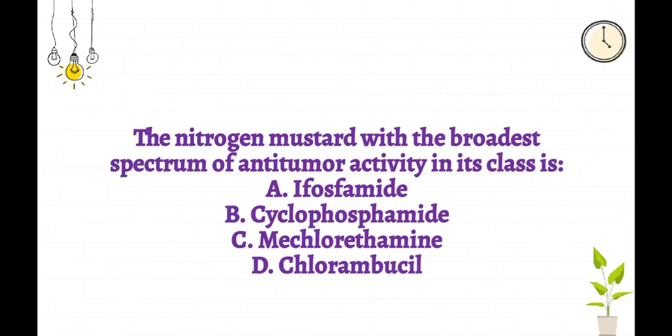Now today's last question. The nitrogen mustard with the broadest spectrum of anti-tumor activity in its class is ifosfamide, cyclophosphamide, mechlorethamine, and option D, chlorambucil. Which nitrogen mustard drug presents with the broadest spectrum of anti-tumor activity? Answer is option B, cyclophosphamide.